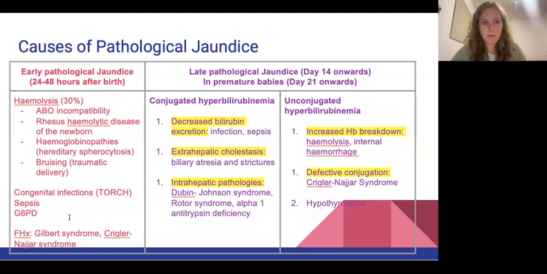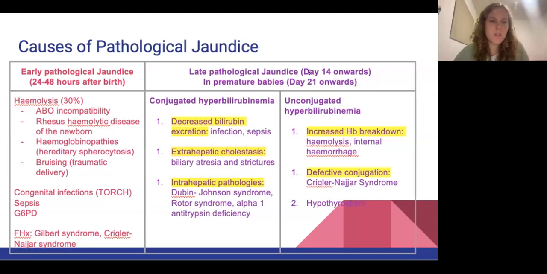And then the other things that we want to look out for are the congenital infections. So I'm not really going to go through them now, but it's things like toxoplasmosis, rubella, cytomegalovirus, and then sepsis can also cause the pathological jaundice early on. So you want to screen for infections. And then late pathological jaundice, which is from day 14 in term babies, but day 21 in premature babies, actually.